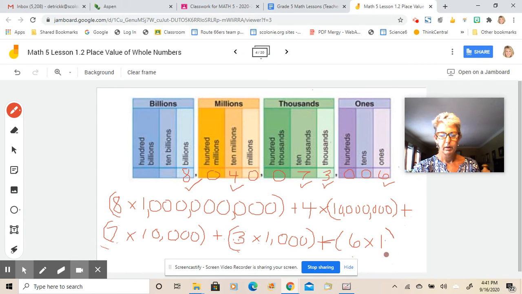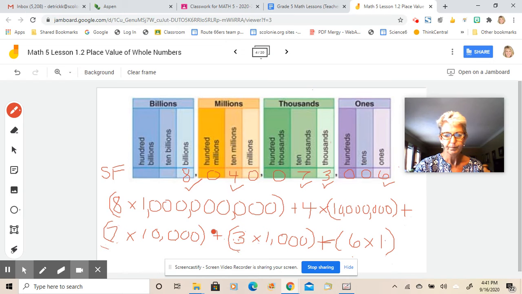All right, so let's review. The number that we have here in these boxes all together, that would represent the standard form. So I'm just going to put SF for the abbreviation. Standard form. This is standard form. And this is written out in expanded form right here. This is expanded form.